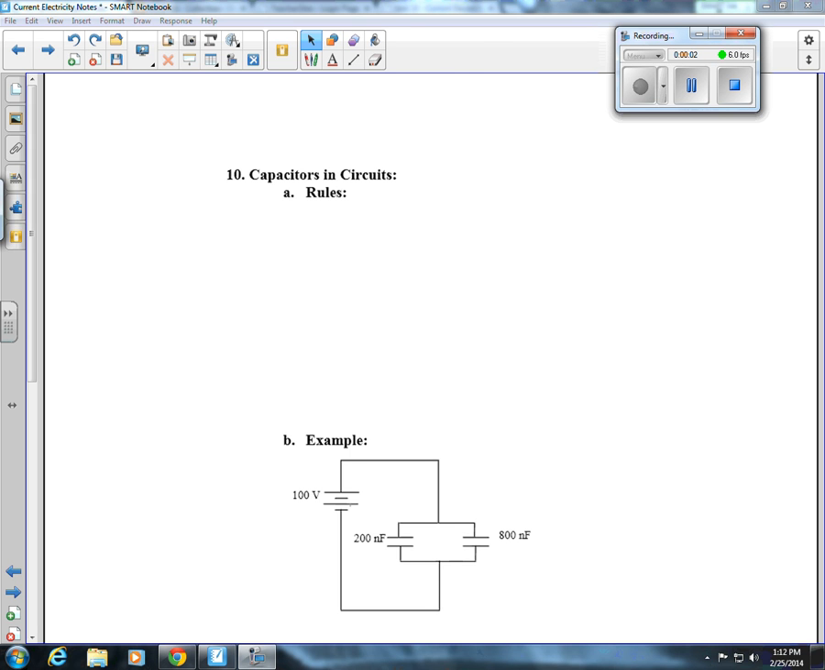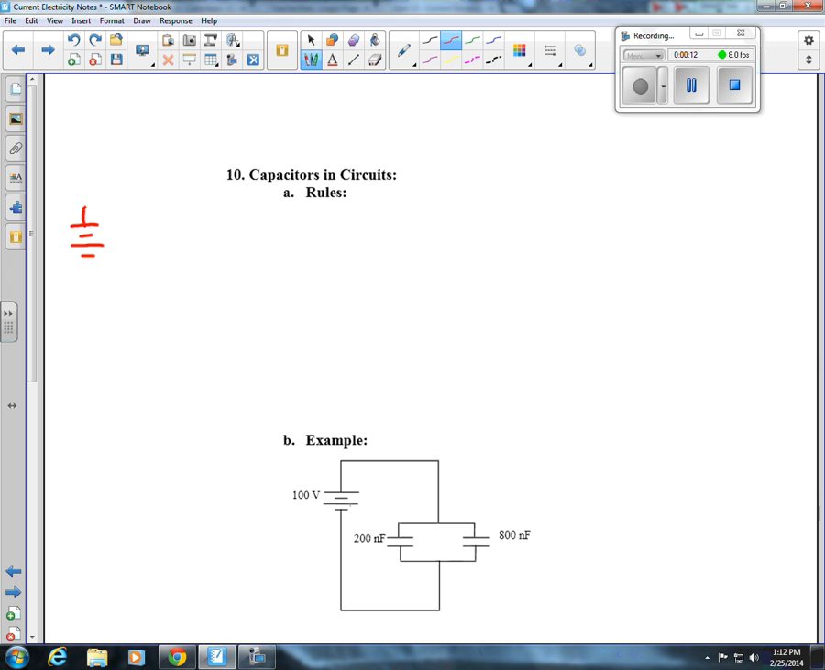We're going to finish off our current electricity unit with capacitor circuits. And I'm going to draw a couple here. So I could have capacitors like this in series, or I could have capacitors like this in parallel. Okay, and we have to figure out the rules.